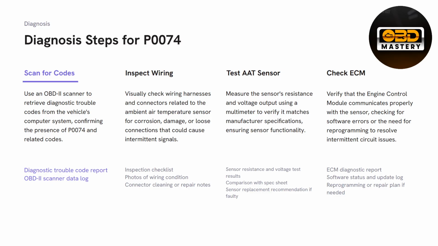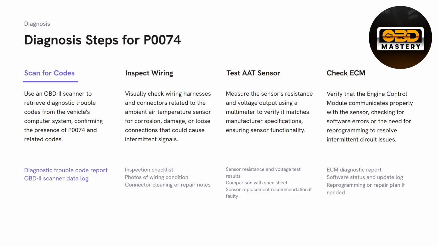Measure the sensor's resistance and voltage output using a multimeter to verify it matches manufacturer specifications, ensuring sensor functionality. Verify that the engine control module communicates properly with the sensor, checking for software errors or the need for reprogramming to resolve intermittent circuit issues.